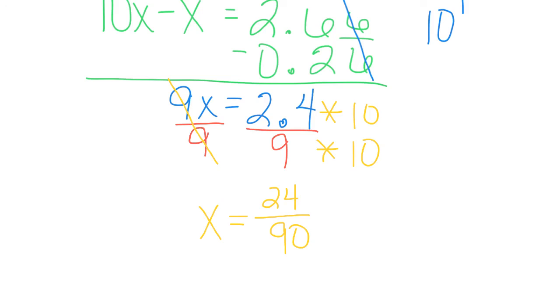But let's simplify it, because 24 and 90 are both divisible by 3. 24 divided by 3 is 8. 90 divided by 3 is 30. Is this simplified as far as it can go? Nope, they're both even numbers. So let's divide both by 2. 8 divided by 2 is 4. 30 divided by 2 is 15. 4 over 15 is our simplest form.